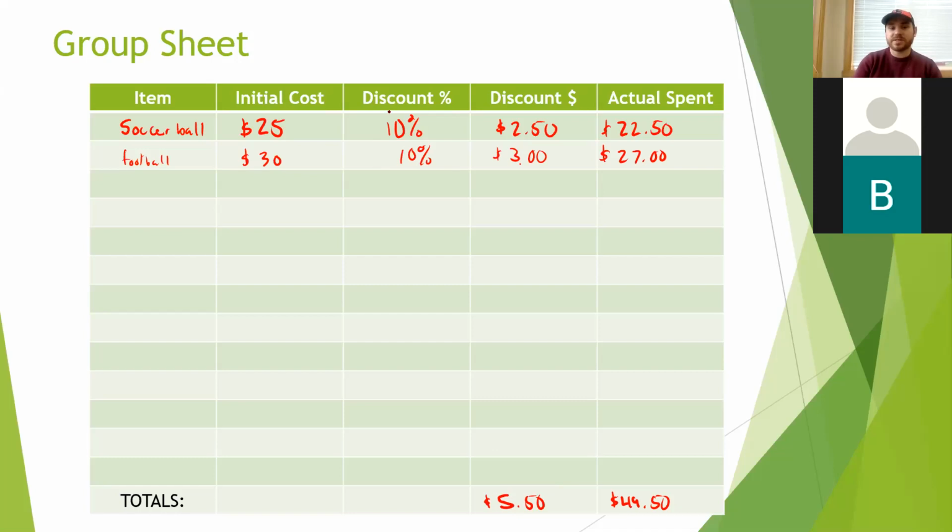You don't need to do the total percentage discount. This one you can just X out because that doesn't really make any sense. We could do an average one, but I'm not going to make you do that. And then the initial cost, you'll do that as well. So $55 would be the total there.